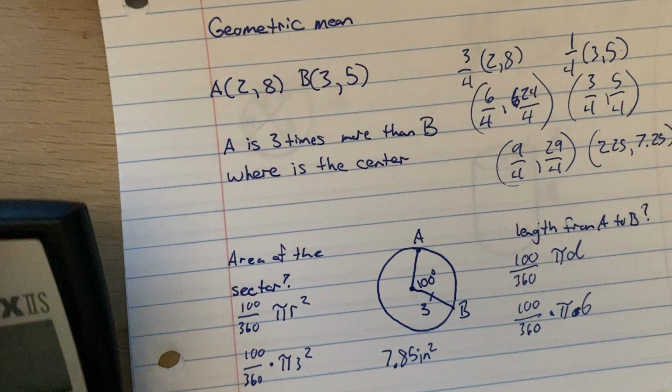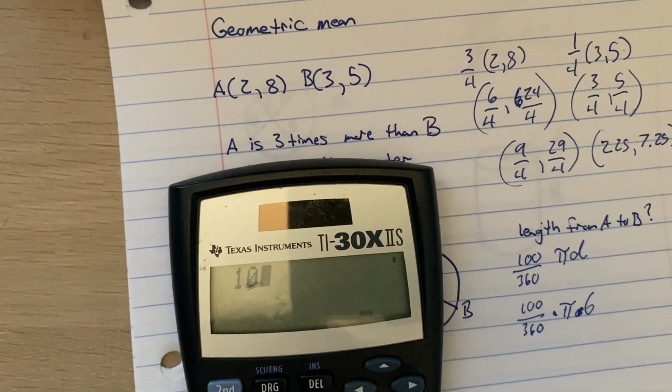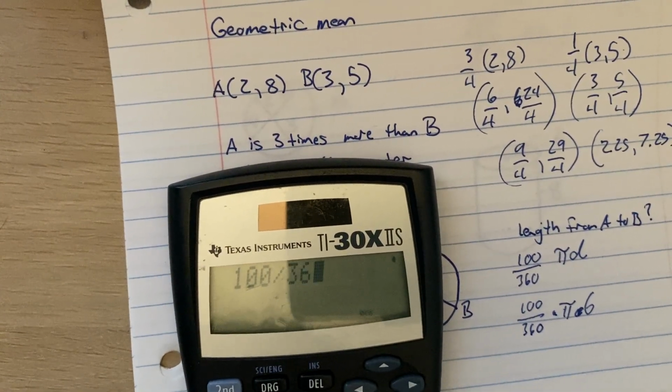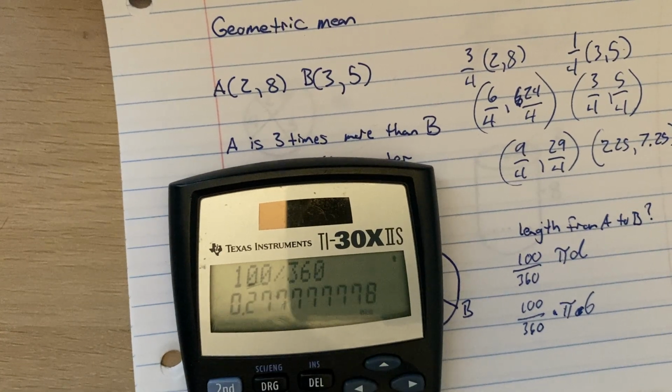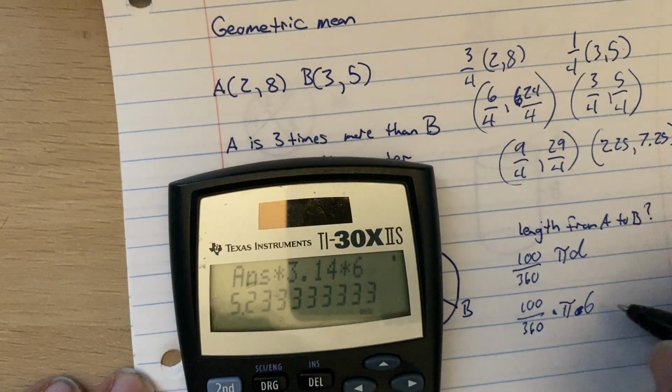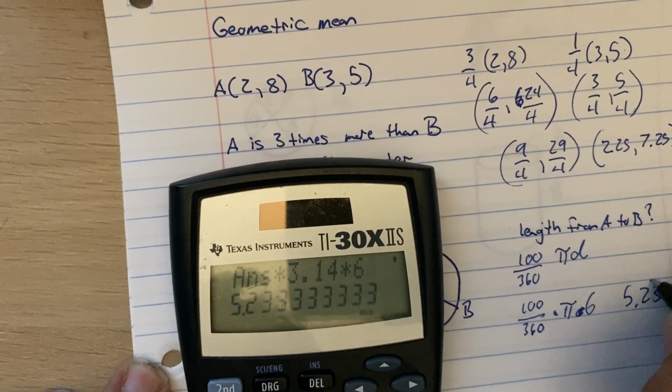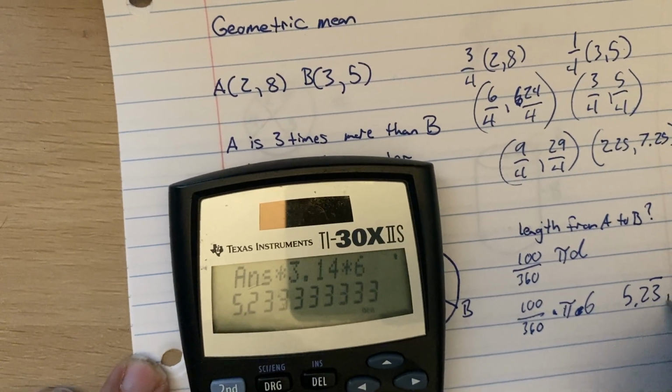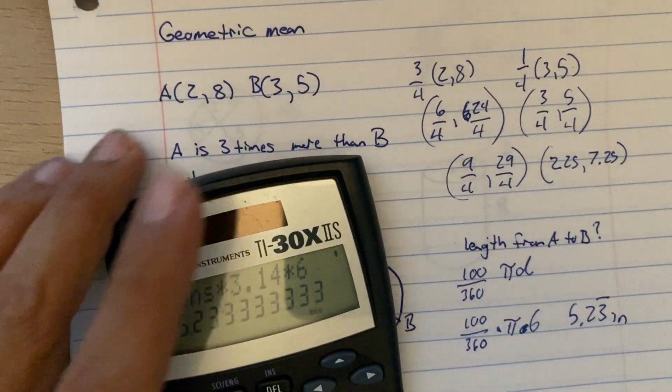So we do that in the calculator. We get 100 divided by 360. That equals that. And then we're going to multiply by 3.14, and multiply by 6, and we're going to get 5.23 repeated forever. And that's just going to be inches in this situation.